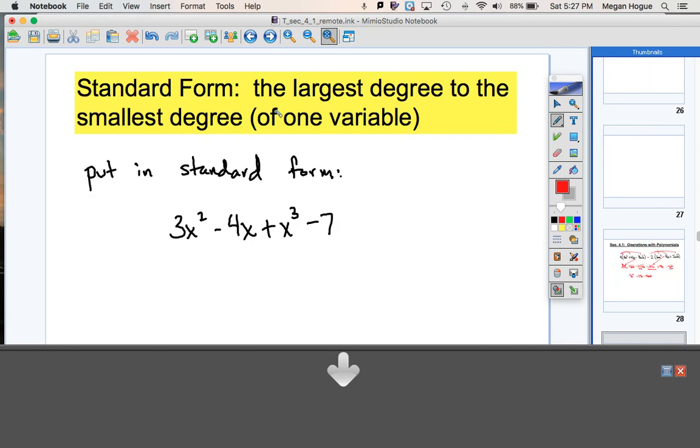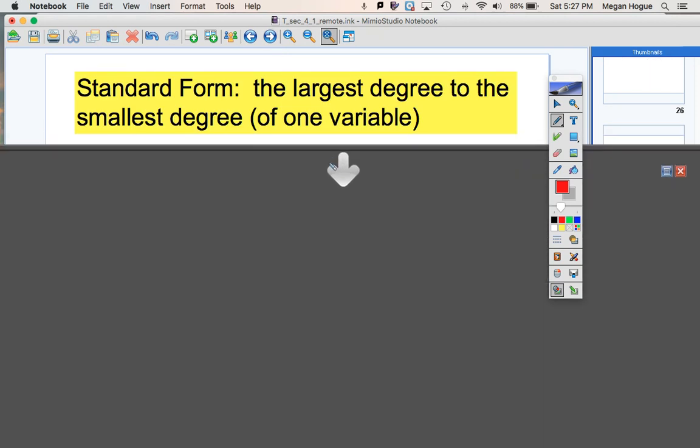All right, let's go on to the next slide. We kind of talked about it in the last video about putting things in order, but now it is going to be a focus on our answer, that standard form. If you're keeping your notes organized, it may be good to put on your yellow sheet if you still have it. The standard form goes from the largest degree, remember that means exponent, to the smallest degree of one variable, and that usually means the constant, which is going to be the number by itself.